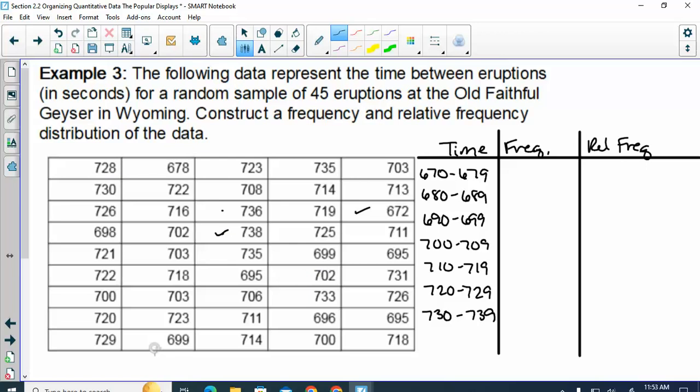All right, how many classes do I have up here? Okay, once you guys do 670 to 679, you guys count 680 to 689, 690 to 699, 700 to 709, 710 to 719. You two can do 720 to 729. Izzy 730 to 739. So count how many are in that window.